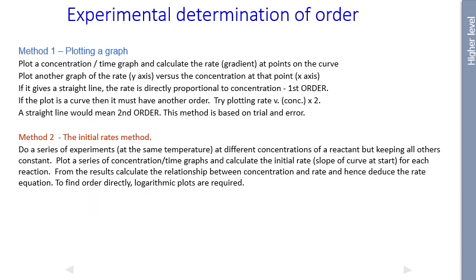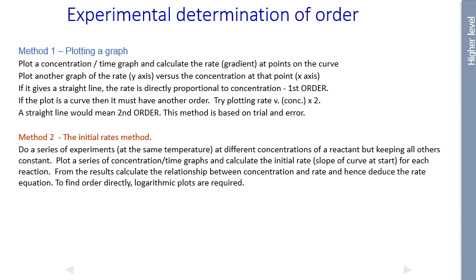Okay, so the experimental determination of order, there's two methods. There's the plotting of a graph, which we've looked at. Basically, either plotting the concentration time graph or plotting another graph of rate against concentration at that point. If it gives a straight line, the rate must be directly proportional to concentration, first order. If the plot is a curve, then it must be of another order. Try plotting the rate versus concentration squared this time. If that's a straight line, then it means it must be second order. And essentially this is based on trial and error. As you can see, my masters is really fun.